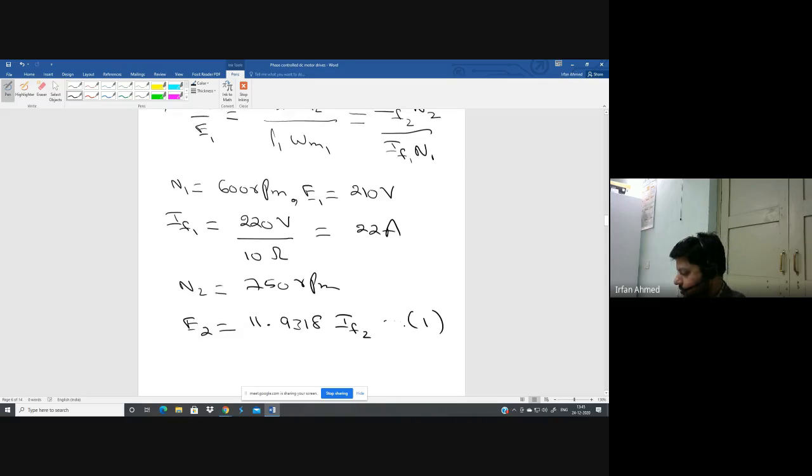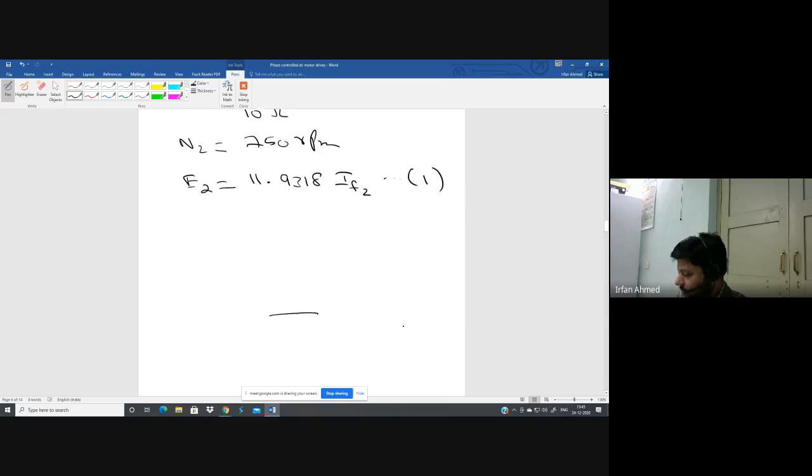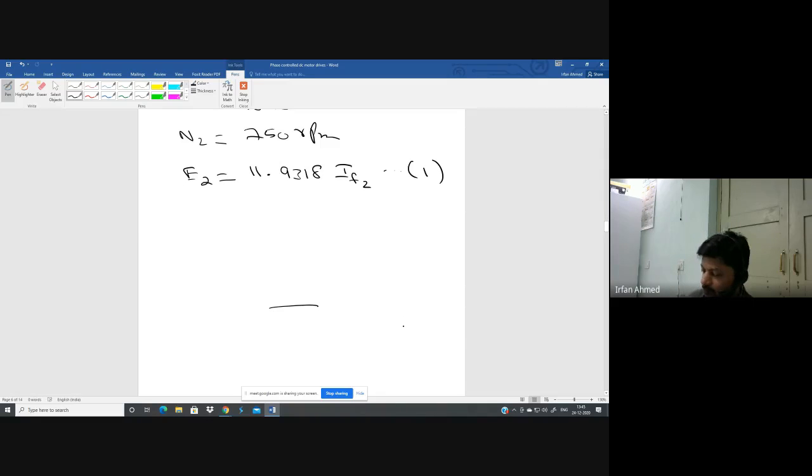Okay, there are two unknowns, so we need more equations. So one more equation that we have is in terms of the torque. Now once again, torque is proportional to flux into armature current. So T2 by T1, instead of flux, we can have IF2, IA2 divided by IF1, IA1. Correct?